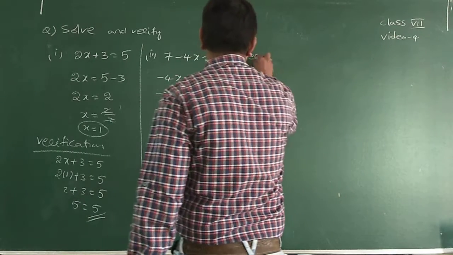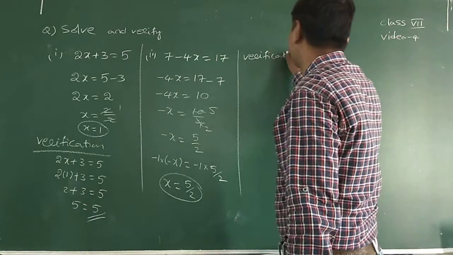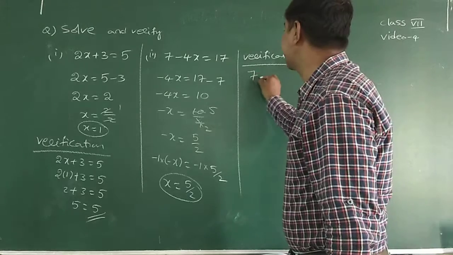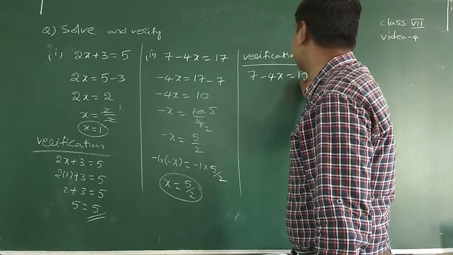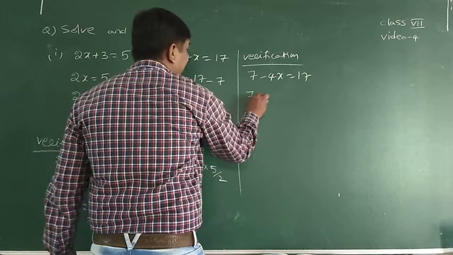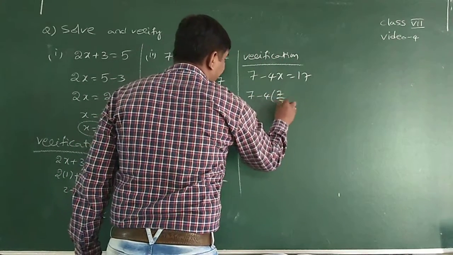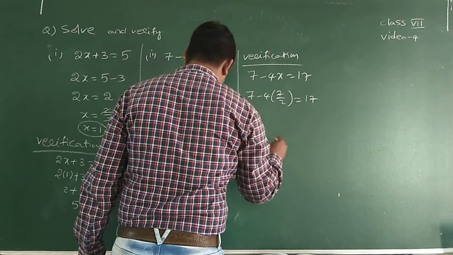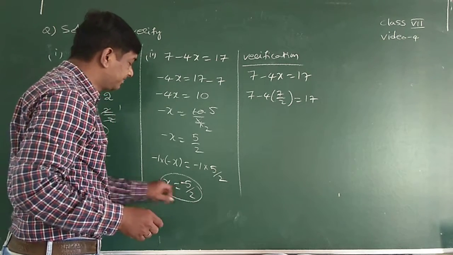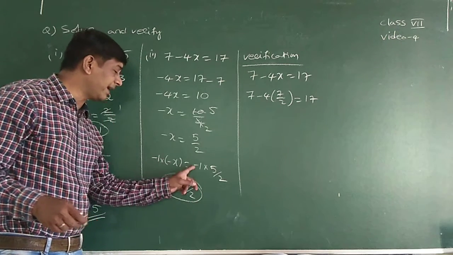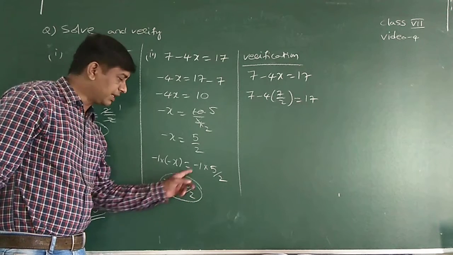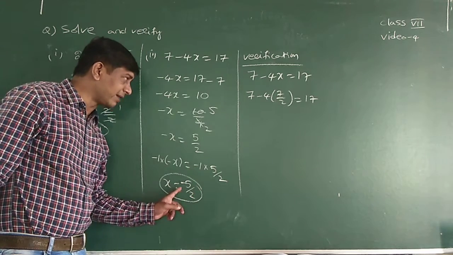Now verification, I am writing here. Given equation is 7 minus 4x is equal to 17. Substitute this x value in the place of the variable. 7 minus 4 into minus 5 by 2 is equal to 17. Sorry, it is minus 5 by 2. Correct it. Minus with minus is plus. Minus 1 into 5 by 2 is minus 5 by 2. Correct this one. In a hurry, I forgot to write the minus symbol here. Minus 5 by 2.